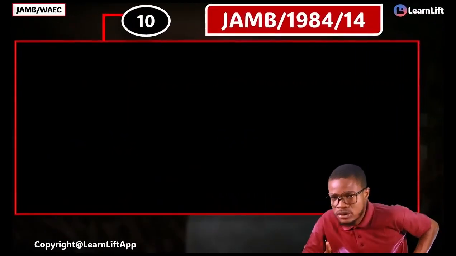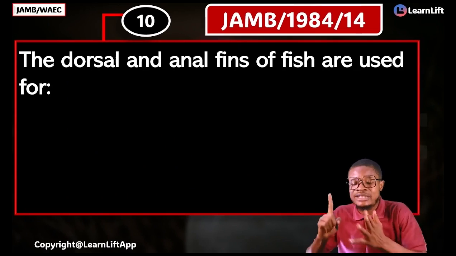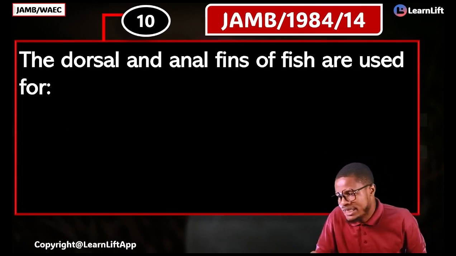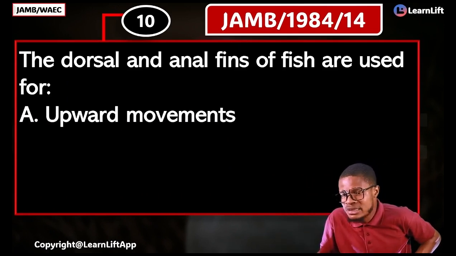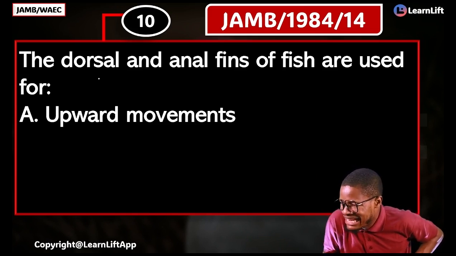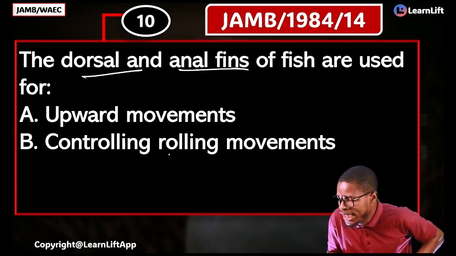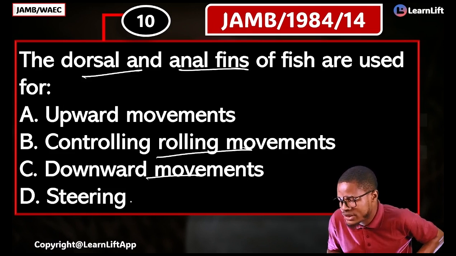And don't forget this. Look at JAMB 1984 question 14. He brought this powerful question: the dorsal and anal fin of the fish, what are they used for? Are they used for upward movements? No. Are you seeing it now? Are they for upward movements, or for controlling rolling movements, or for downward movements, or for steering?